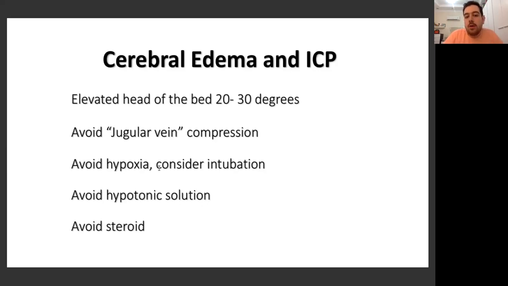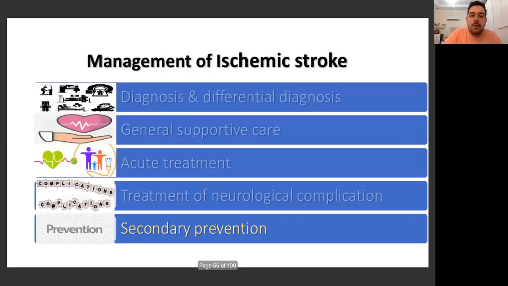We avoid hypoxia, and sometimes we intubate the patient, because if the patient becomes hypoxic, then the cerebral blood vessels would dilate to increase the blood flow to the brain. We don't want that to happen right now because the patient already has a very high intracranial pressure. So we avoid hypoxia and we avoid any hypotonic solution because fluids will go inside the cells and that will make the brain swell more and more.